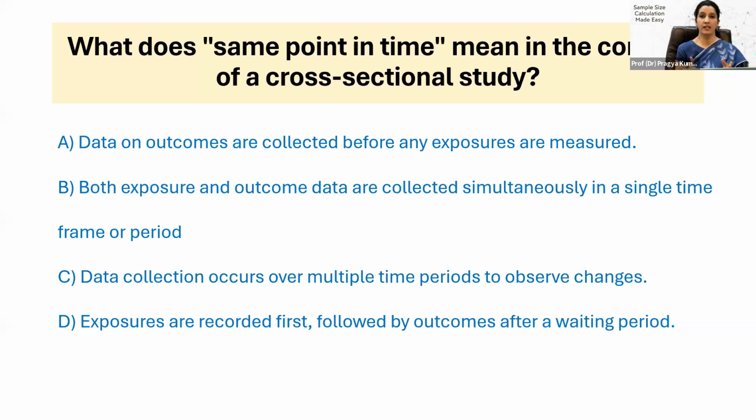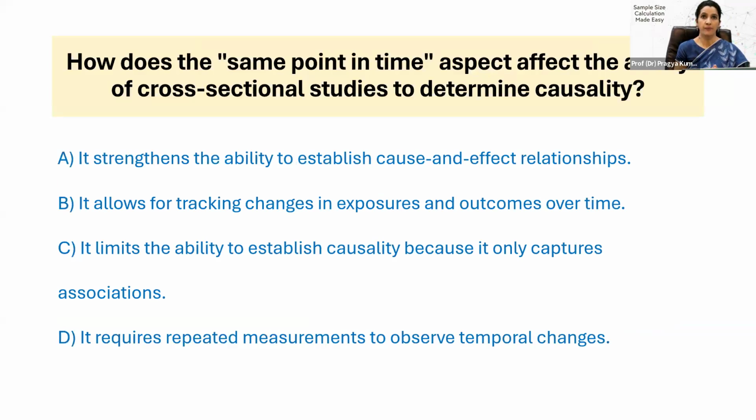So again, a short span means a limited time period, less than a week. And you are collecting both the exposure and the outcome in a single time frame or period. That is what we mean by the same point in time. Now, how does this same point in time aspect affect the ability of a cross-sectional study to determine causality?